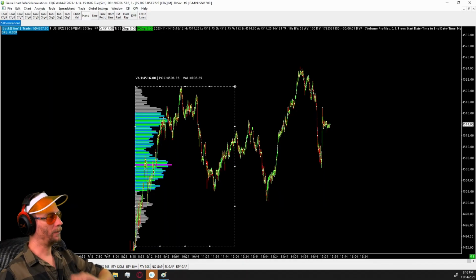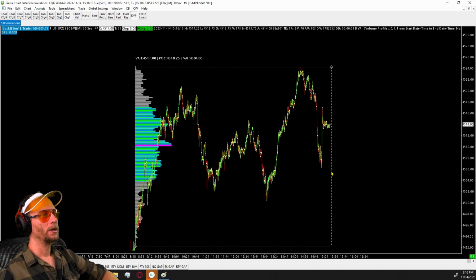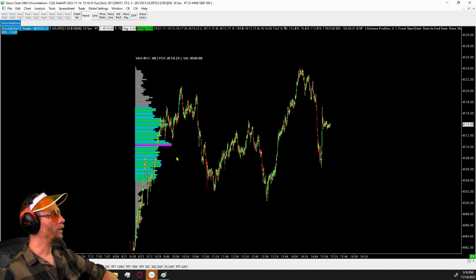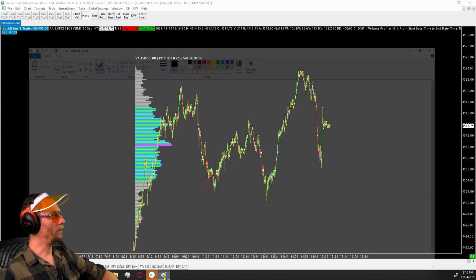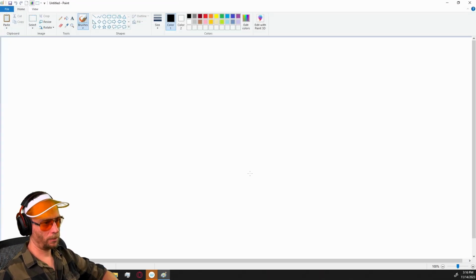That's not the right screen. So let's continue to just kind of look at this thing. And then there it is. It's now the point of control. That was literally the low node. Okay, so let me pull up my very advanced whiteboard here.